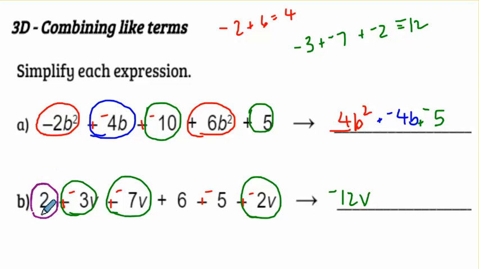Then we look at our constants. We have 2 and 6 and negative 5. Well, 2 plus 6 is 8, and 8 plus negative 5, of course, is a positive 3. So that would be your final answer. You would put a positive 3 at the end of that, and you're done.